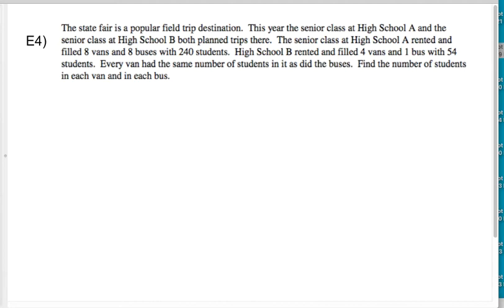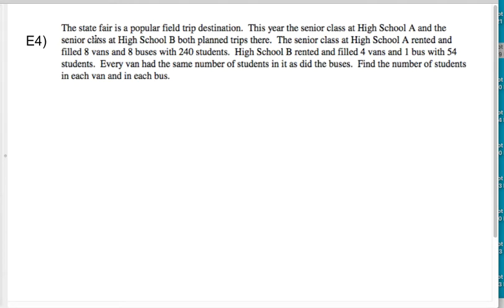The State Fair is a popular field trip destination. This year, the senior class at High School A and the senior class at High School B both planned trips there. The senior class at High School A rented and filled 8 vans and 8 buses with 240 students. High School B rented and filled 4 vans and 1 bus with 54 students. Every van has the same number of students in it as did the buses, meaning a van has a designated number of kids and a bus has a designated number of kids.